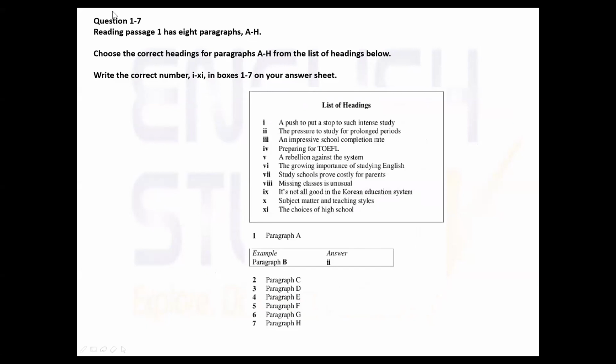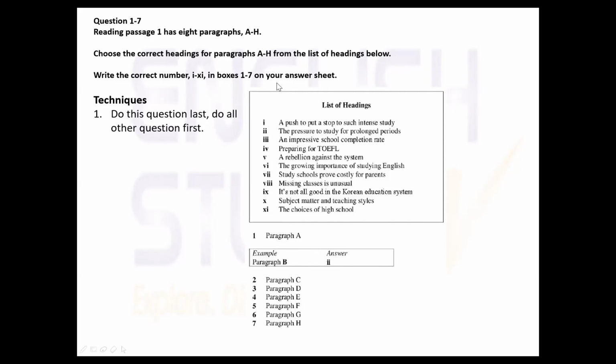Okay, here is the type of question 1 to 7. Reading passages, you have to choose the correct headings for paragraphs A to H from the list of headings below. Here we have the list of headings. The instruction is you have to write the correct number 1 to 11 in boxes 1 to 7 on your answer sheet. So we have a list of headings and we have the question. Paragraph A, which heading could be the best to explain the whole paragraph?